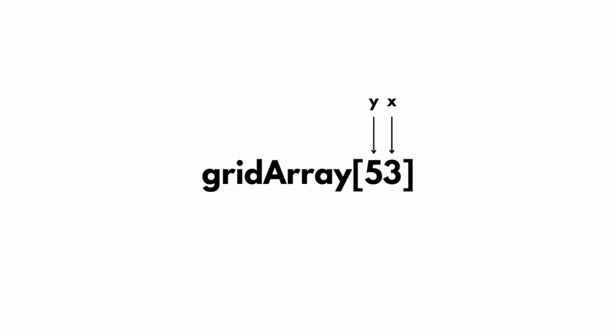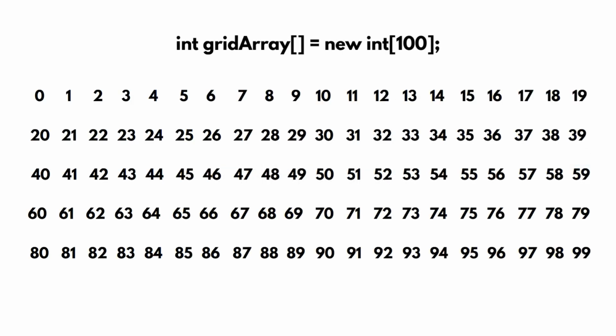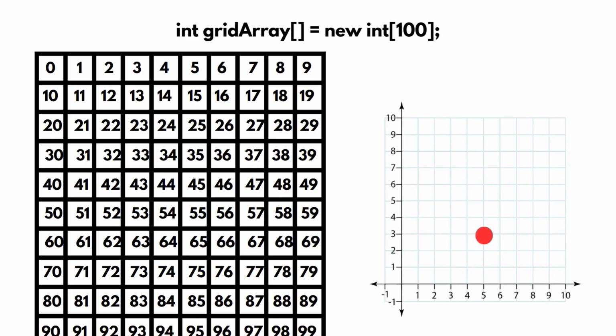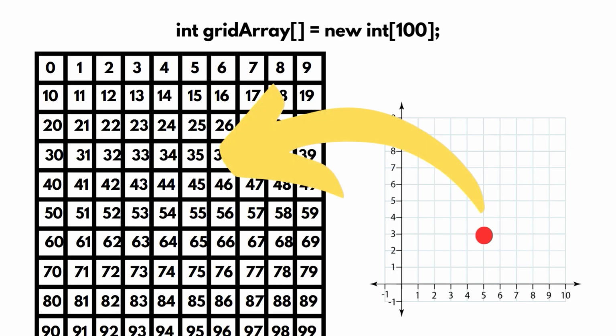We'll default our array to a size of 100, which when drawn out looks like this. But to properly visualize it in a grid, the numbers will look like this. So to retrieve the coordinate position, we have to match the X and Y values as the 10s and 1s. Say we wanted the 5, 3 position again, it would correlate to index 35 in the array.